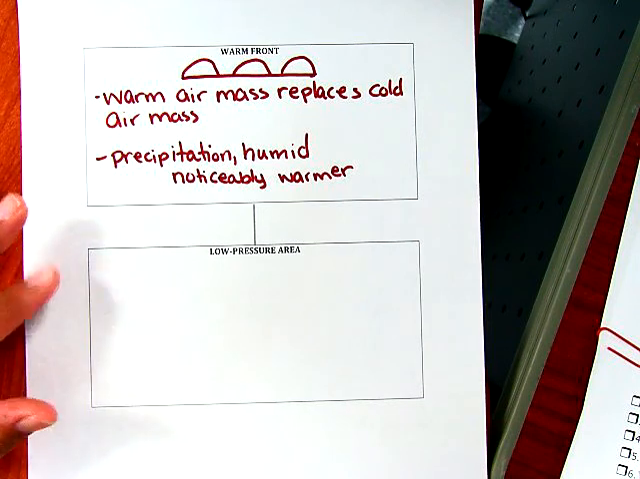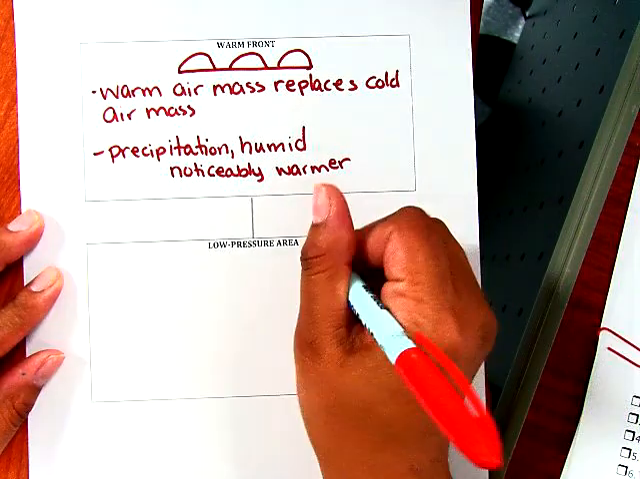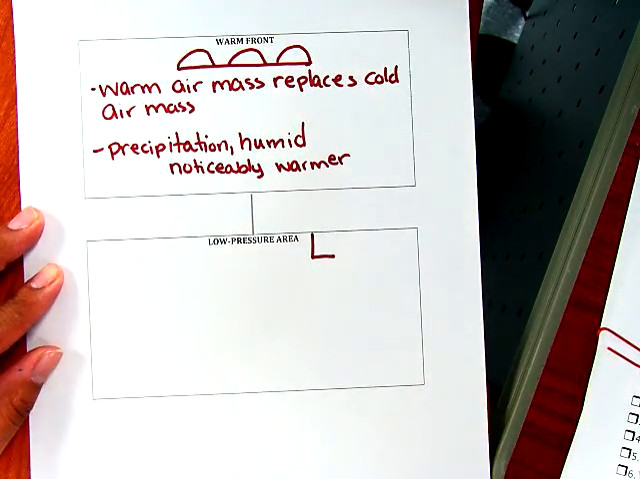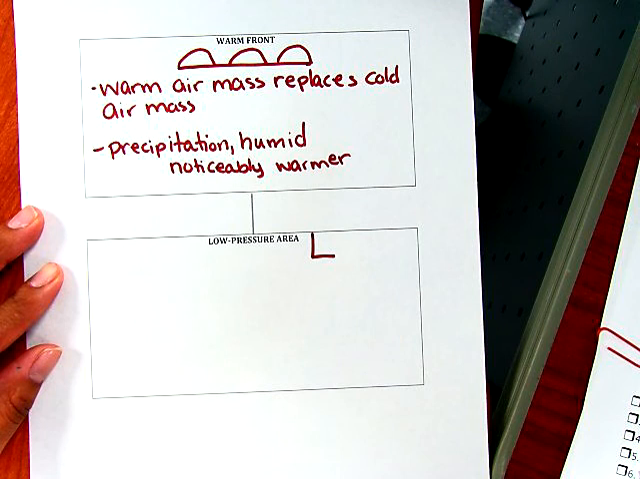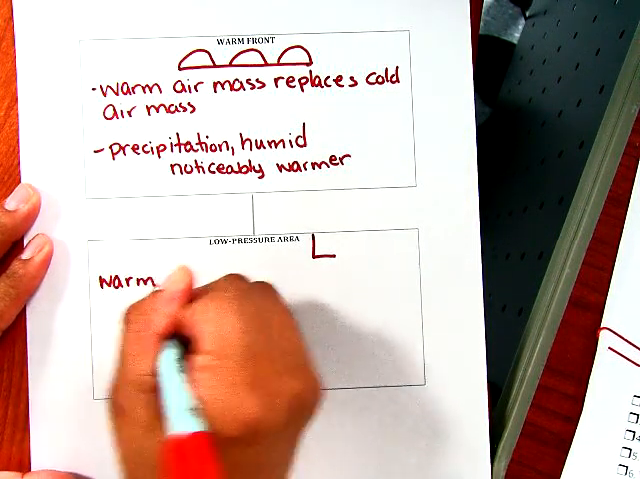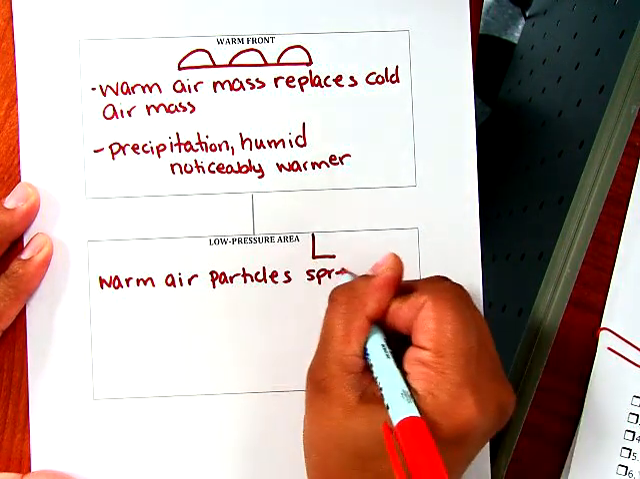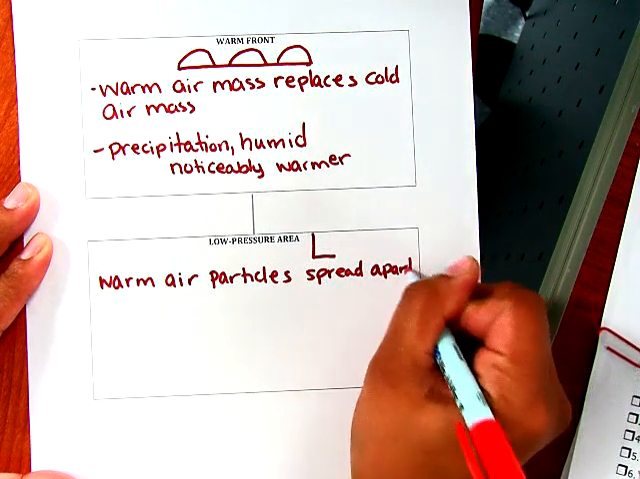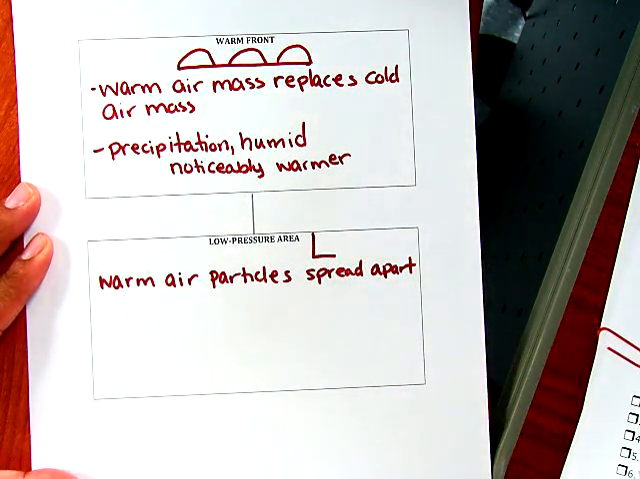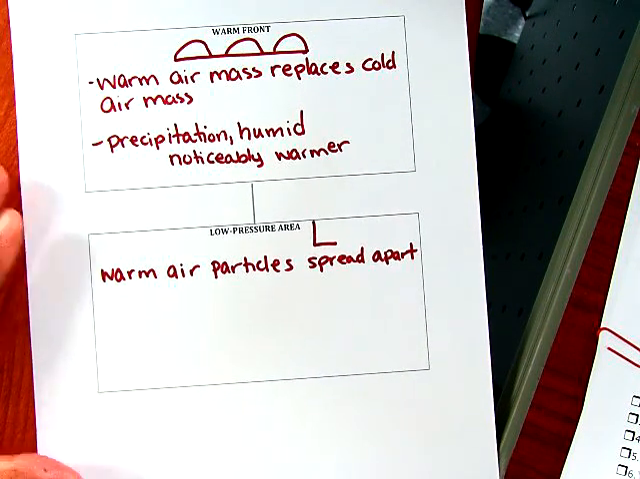What is the symbol for low pressure? Capital L. Now remember, low pressure means that the area is becoming more open. So the particles are going to begin to spread apart. Warm air particles spread apart. Those warm air particles that are spreading apart, remember it's warm, so is it going to sink or rise? It's going to rise.